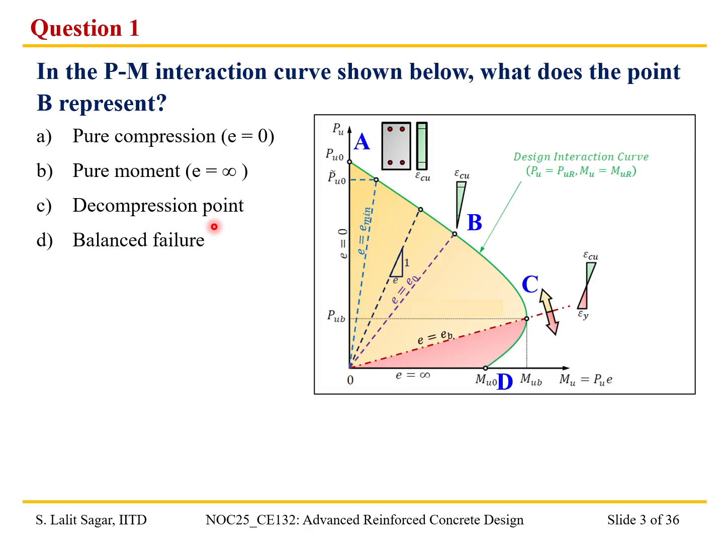So the first question is, in the PM interaction curve that is shown below, what does the point P represent? There are four points. So what does the point P correspond to? That's the question. There are four options. First is pure compression, second is pure moment, third, option C, is decompression point, and option D is balanced failure.